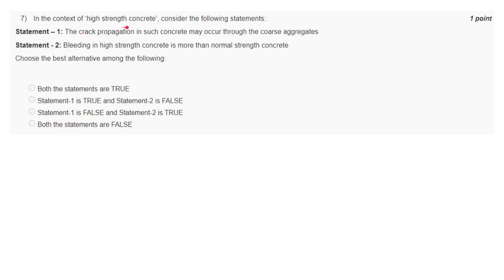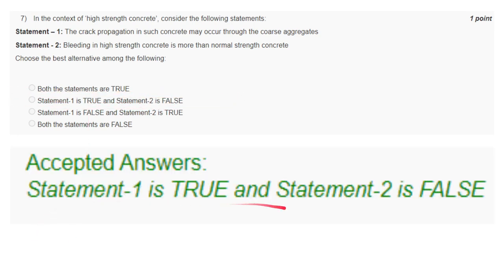If you remember high strength concrete, the main difference from normal concrete is that the crack propagation occurs vertically through the coarse aggregate. There is a major crack propagation. So the first statement is true. But high strength concrete has a very low water binder ratio, less than or equal to 0.3, whereas normal strength concrete has between 0.4 and 0.6. On account of the lower water cement or binder ratio, the bleeding will also be lesser. It will not be more. So 2 is false. So statement 1 is true and statement 2 is false.